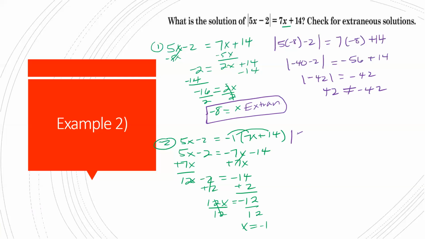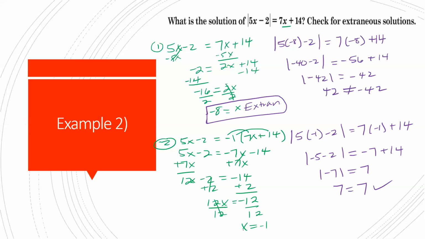So we have the absolute value of 5 times negative 1 minus 2 equals 7 times negative 1 plus 14. That's going to give me negative 5 minus 2 equals negative 7 plus 14. That gives me the absolute value of negative 7 equals positive 7. The absolute value of negative 7 is 7. And boom, true statement. So this is my real solution.